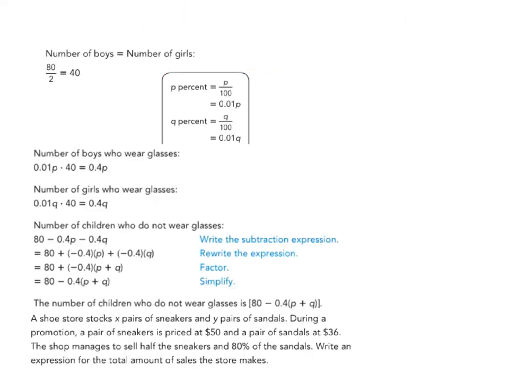Okay, so the number of boys, it says, is equal to the number of girls. And it told us that there are 80 children together. So if the boys and girls are equal, 80 divided by 2 is 40.